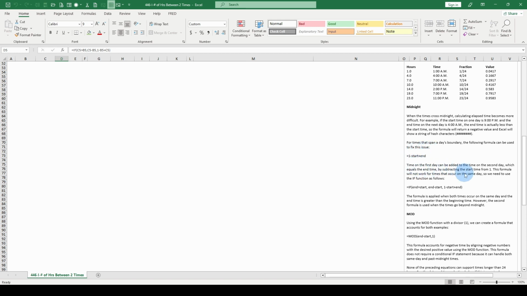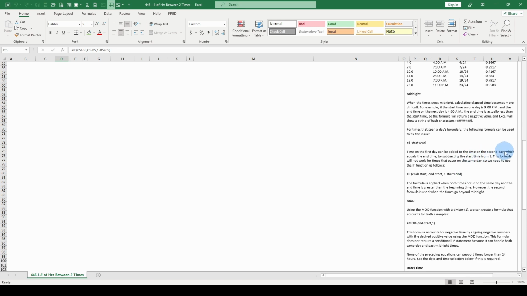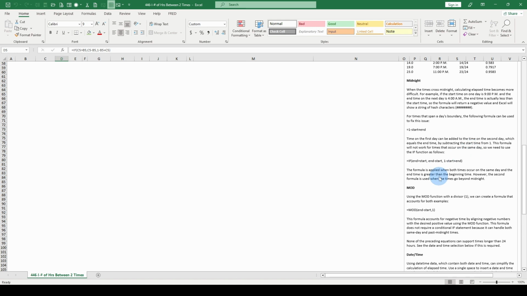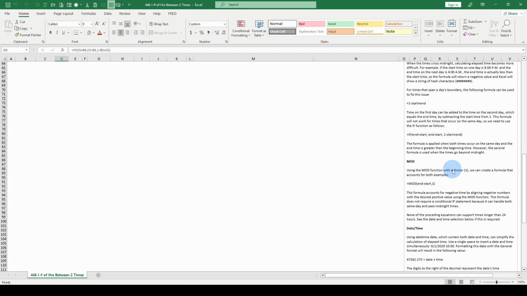Time on the first day can be added to the time on the second day, which equals the end time. By subtracting the start time from 1, this formula will not work for times that occur on the same day. So we need to use the IF function. If end is greater than start, end minus start. Otherwise, 1 minus start plus end.